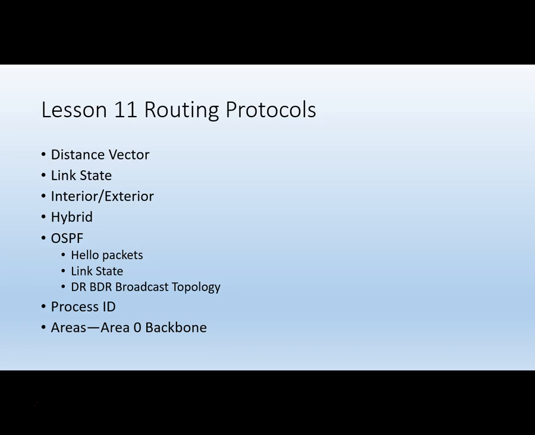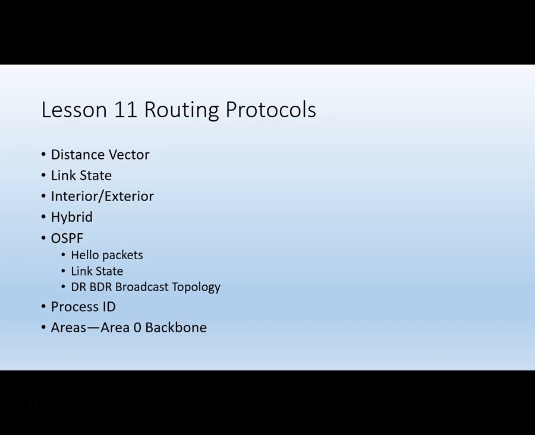OSPF, Open Shortest Path First, is a standard link state protocol that establishes adjacencies with its neighbors using hello packets, in a broadcast domain. If they're basically all on Ethernet, that is a broadcast network, and it's going to elect a DR and a BDR. A DR is a designated router, BDR, backup designated router.